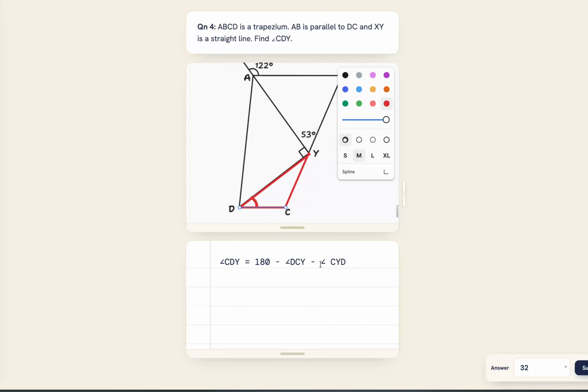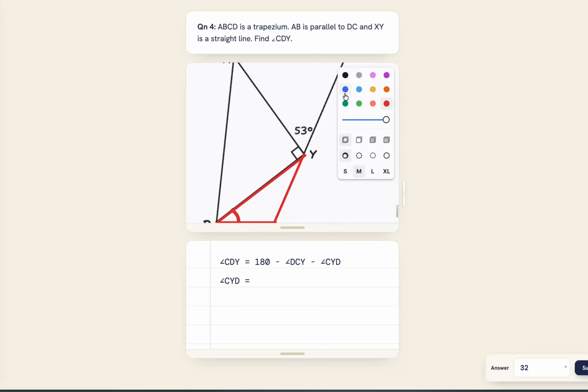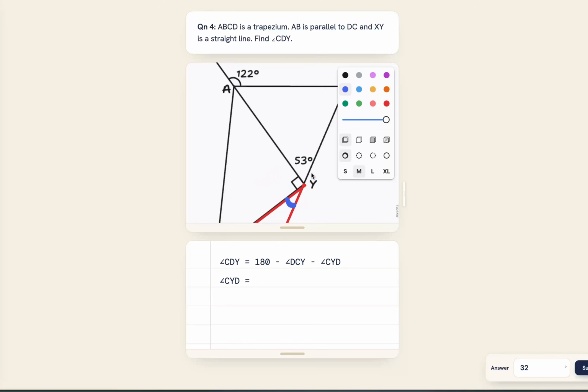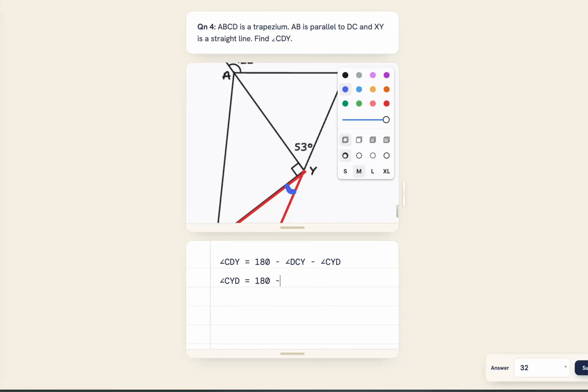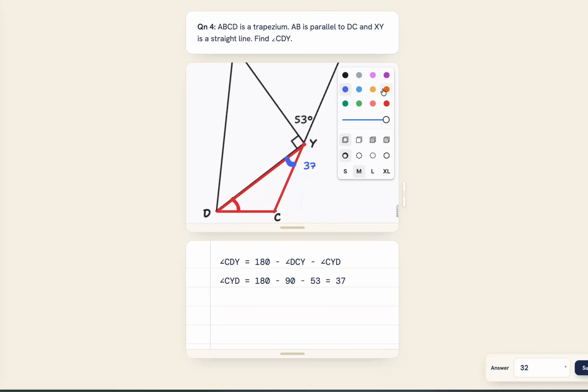Which angle can we find out first? We can find out angle CYD, which is basically this angle. Let me put this in blue. Angle CYD will be equal to 180 minus 90 minus 53, and this will give us 37 degrees, because they are angles in a straight line. Now since we know angle CYD, we want to find the last angle, which is, I'm going to put in green, DCY.